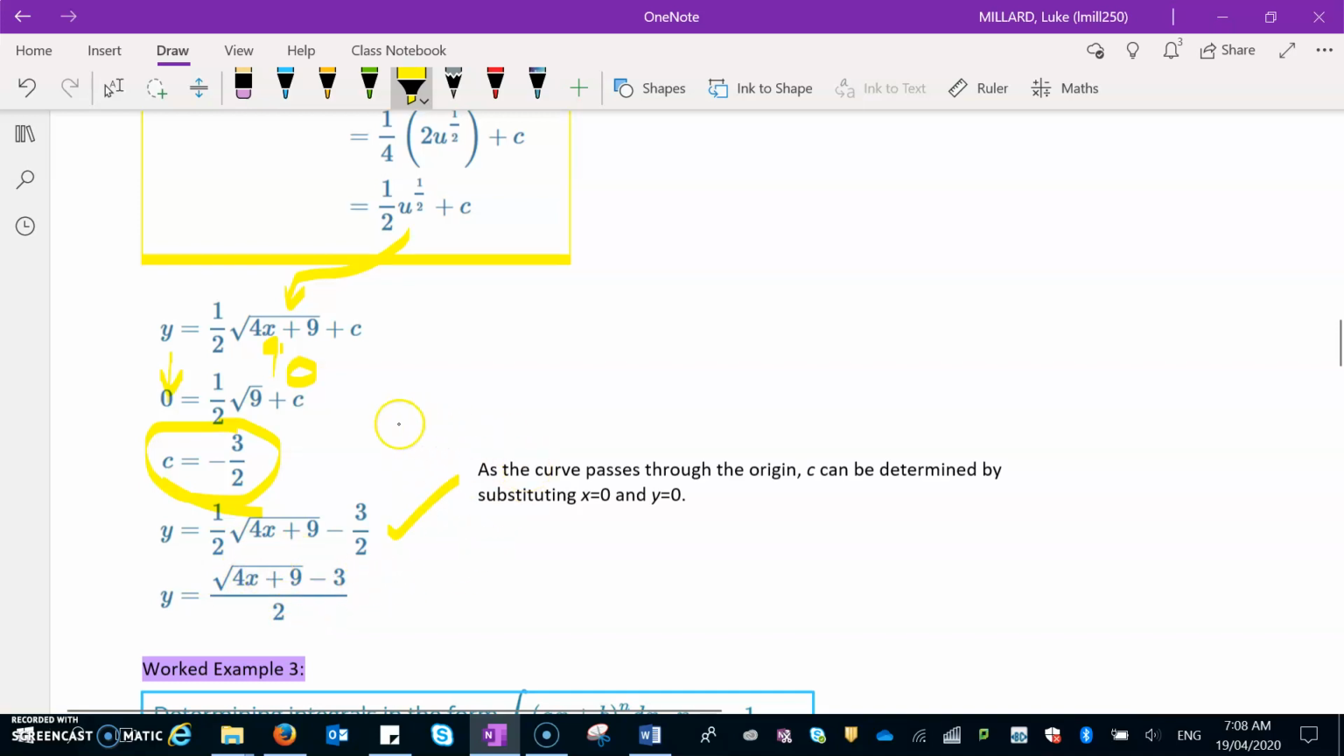So that's the second worked example. A couple of things again to remind ourselves: index laws are a thing. They make our life easier. Integration by substitution makes our life easier as well. And we can also solve for c if another piece of information is given.